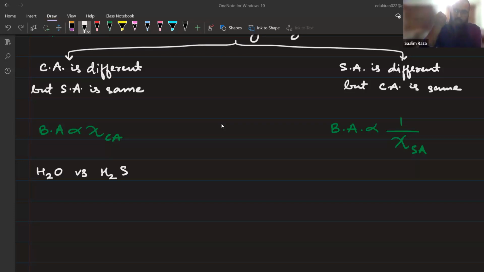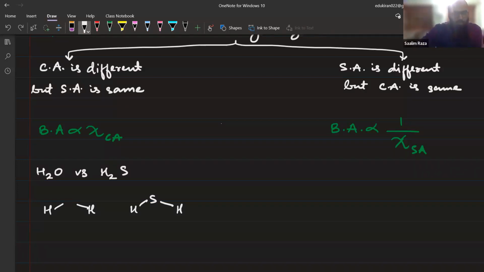उसके बाद अगर आप बात कर लीजिए लोन पेयर भी दोनों में क्या रहेंगे, दो लोन पेयर रहेंगे दोनों. Each and everything is same, but only the electronegativity is different. So if you compare, पहले इसको qualitatively समझते हैं थोड़ा क्या हो रहा है. Oxygen atom and hydrogen here. Sulfur, hydrogen. Which is more electronegative, oxygen or sulfur? Oxygen is more electronegative.